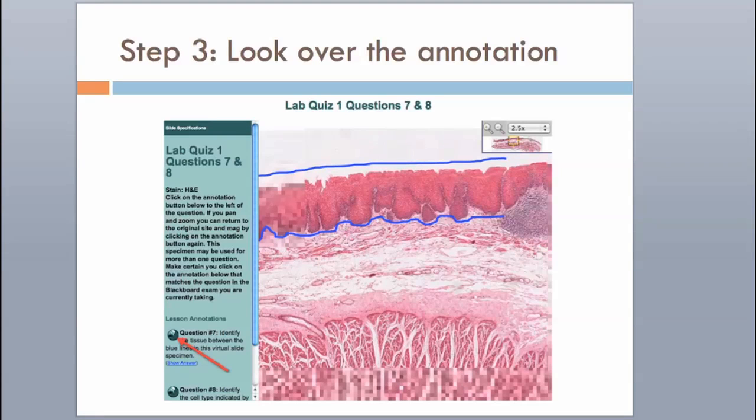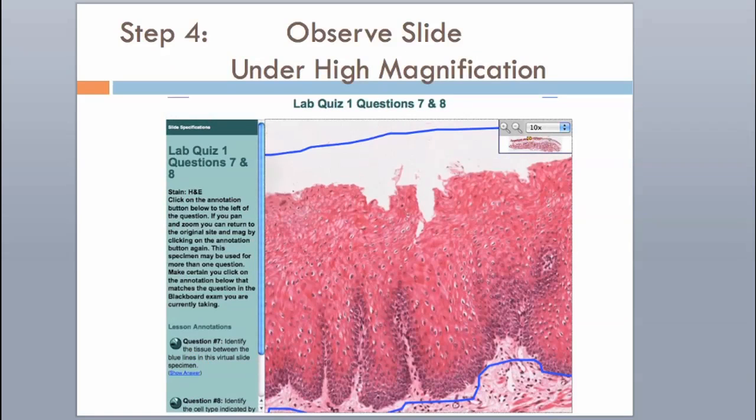At this point, you may feel like you need to zoom in, and that's actually step 4, which is observe the slide under high magnification. You can either zoom in on the annotation itself, or you can zoom in anywhere else in the organ that might help you identify what it is you're looking at. So doing that for this example allows us basically to see that there are no dead skin cells at the free surface of this epithelium.